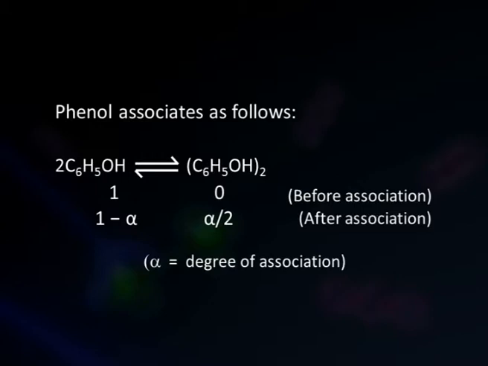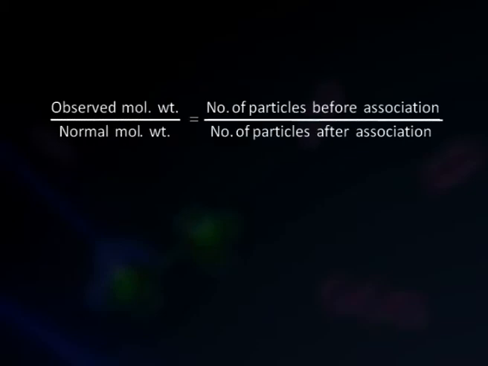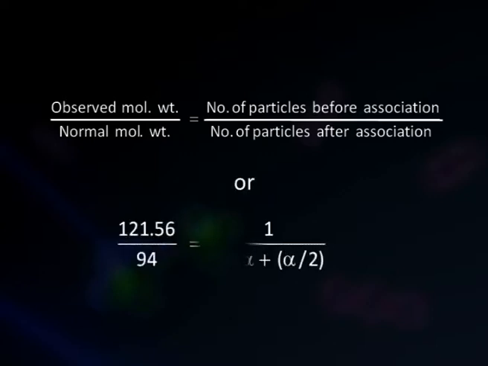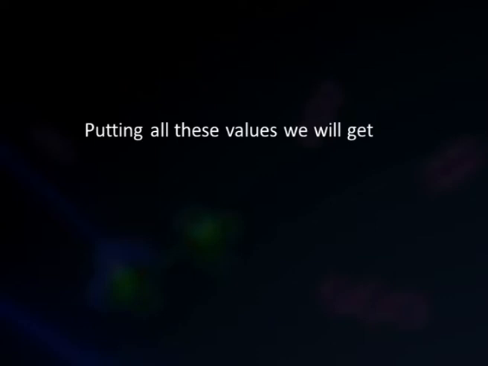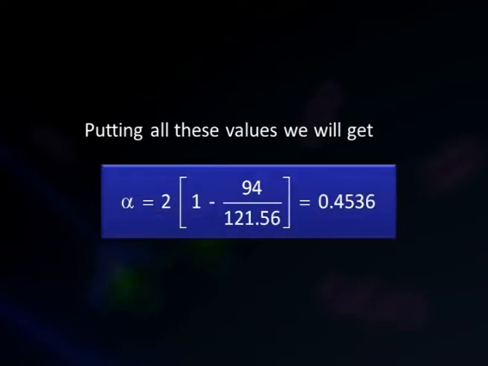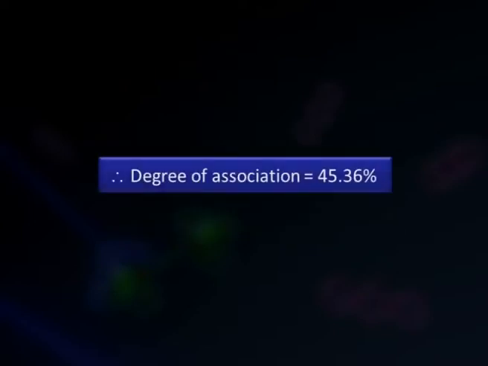One molecule of phenol will give half the molecules of the dimers. Hence, observed molecular mass upon normal molecular mass will be equal to number of particles before association upon number of particles after association, or 121.56 upon 94 equal to 1 upon 1 minus alpha plus alpha by 2. Putting all these values, we will get alpha equal to 0.4536, that is, degree of association will be equal to 0.4536 or 45.36%. In continuation, we are taking another example.